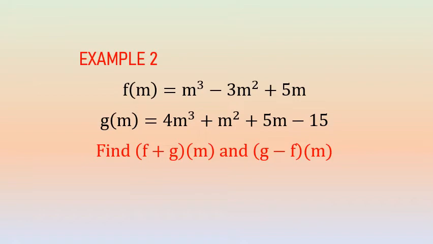We have f of m is equal to m cubed minus 3m squared plus 5m, and g of m is equal to 4m cubed plus m squared plus 5m minus 15. And we are asked to find the sum of f plus g of m and g minus f of m. So I encourage the class or students, please pause this video and try this example or exercise on your own.